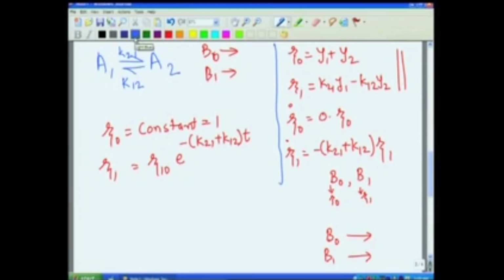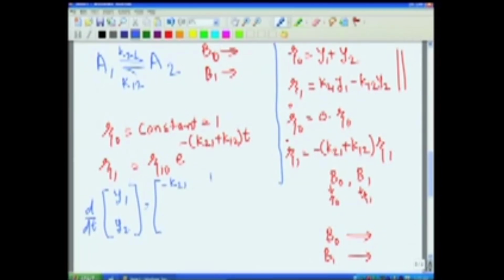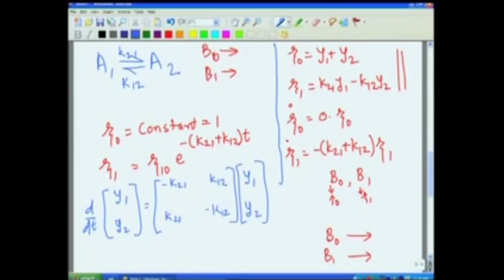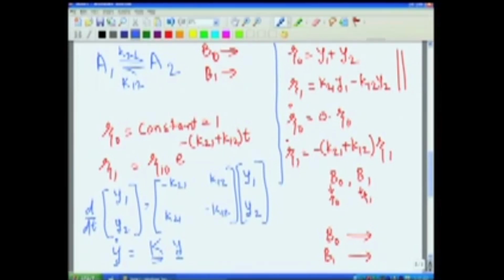Let us go back to our original system, and we could have written the dynamics in a compact form: y 1, y 2 dot as minus k 2 1, k 1 2, k 2 1, minus k 1 2 into y 1, y 2. The same mass balances written in a more compact form. This can be alternately written as y dot equal to the stoichiometric coefficient and reaction rate coefficient matrix K times y, this particular mass balance equations.